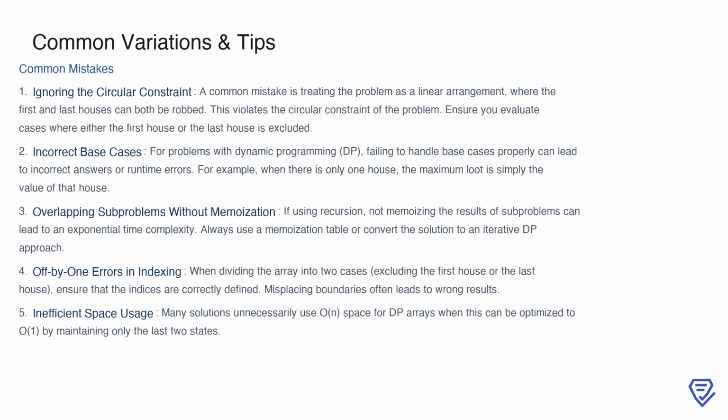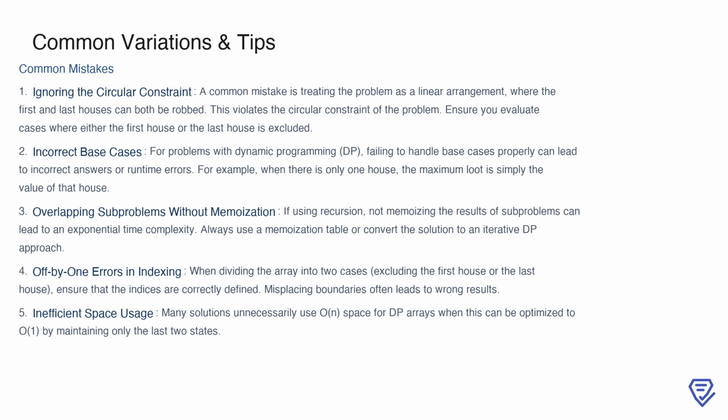One of the most common mistakes in this problem is overlooking the circular constraint. Remember, the houses are arranged in a circle, meaning the first and last houses are neighbors. If you treat the problem as a simple linear sequence, you might accidentally include both the first and last houses in the solution, which violates this constraint. To handle this correctly, you need to evaluate two separate cases, one where you exclude the first house and another where you exclude the last house.